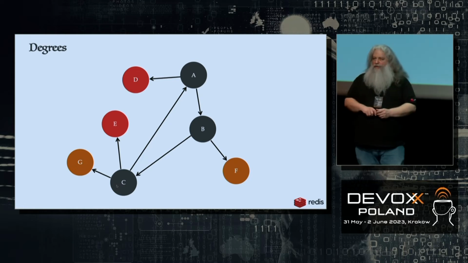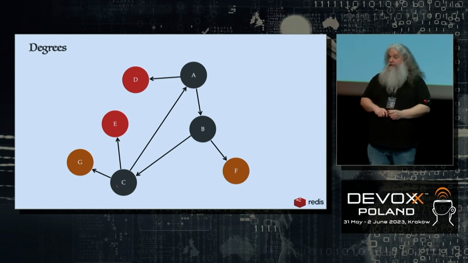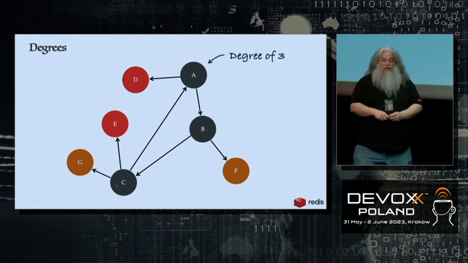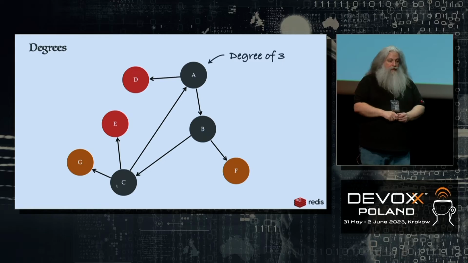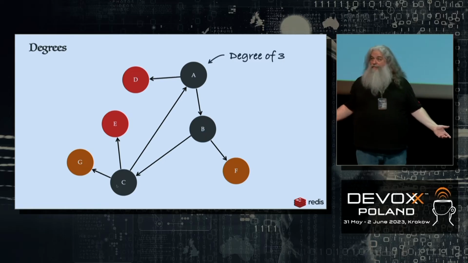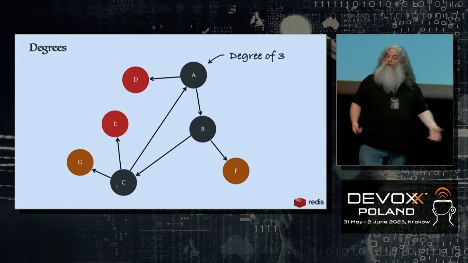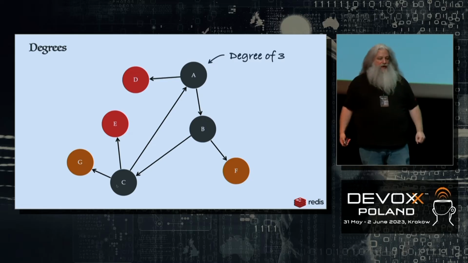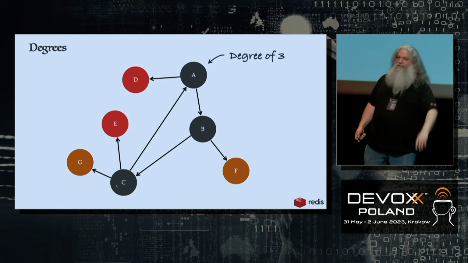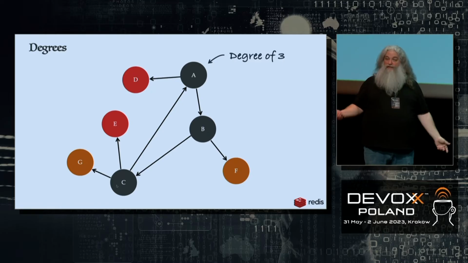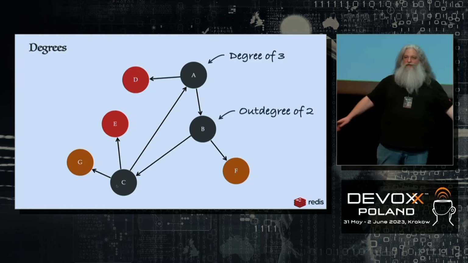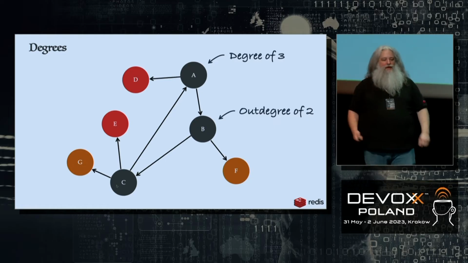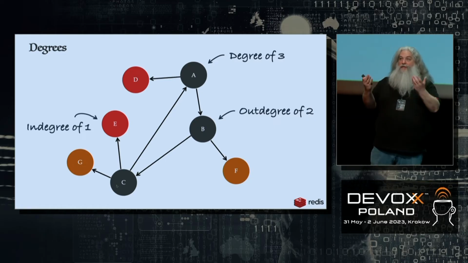When we talk about nodes in a graph, we can talk about their degrees. The degree of a node is the number of relationships it has. That can be 0. In the case earlier where E was all by itself, it would have had a degree of 0. Here, node A has a degree of 3 because it has 3 relationships. If the graph is directed, you can have an out degree, which is the number of relationships heading out, and you can have an in degree, which is the number of relationships coming in.